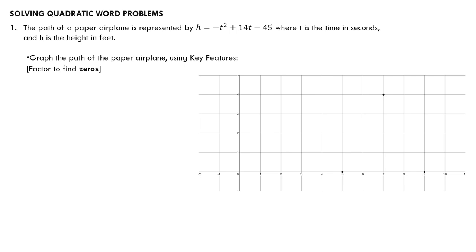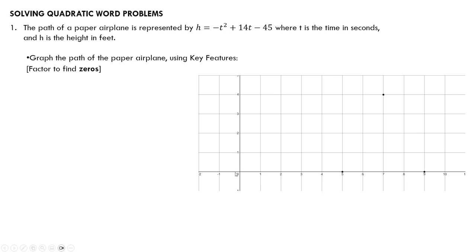Okay, Unit 5, Day 6, Solving Quadratic Word Problems. The path of a paper airplane is represented by h equals negative t squared plus 14t minus 45, where t is the time in seconds and h is the height in feet. So along the x-axis here, we have our seconds. And along the y-axis, we have our height in meters of the paper airplane.